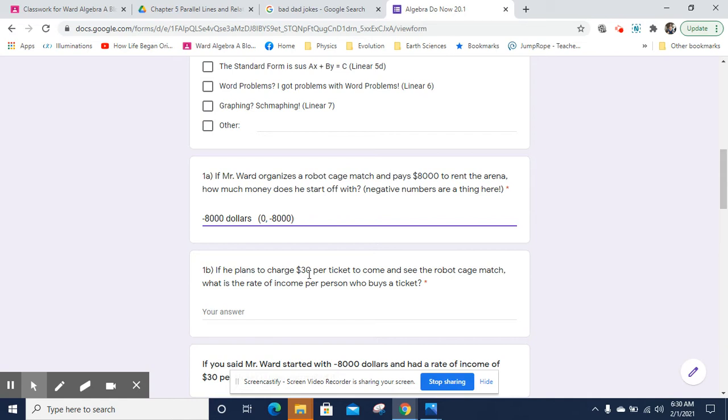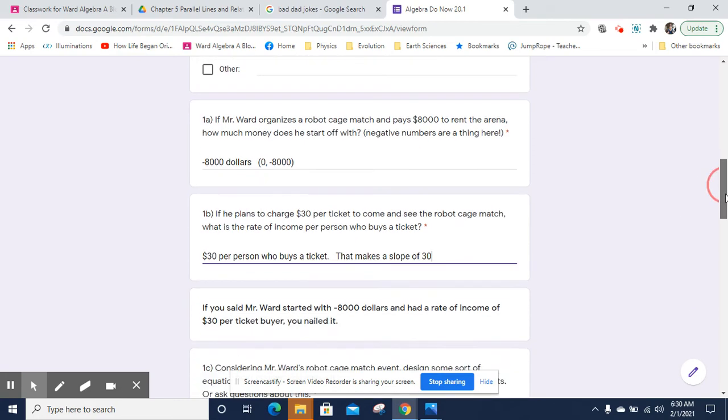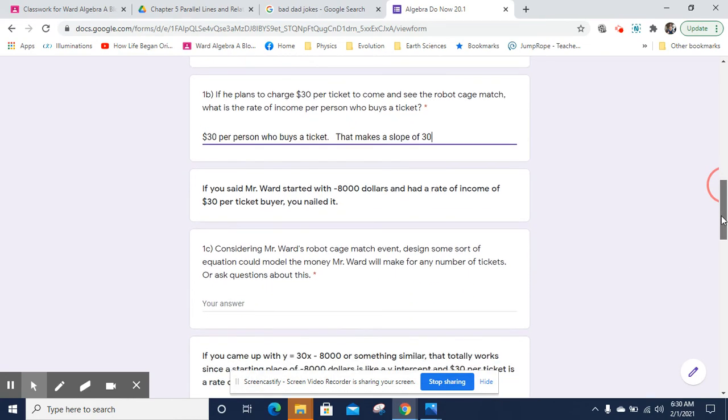Now, if he plans to charge $30 per ticket to come and see the robot cage match, what is the rate of income per person who buys the ticket? Well, it's simply $30 per person who buys a ticket. Now, a rate is kind of a slope. That makes a slope of 30. Steep slope, but I need it steep because I'm in debt $8,000.